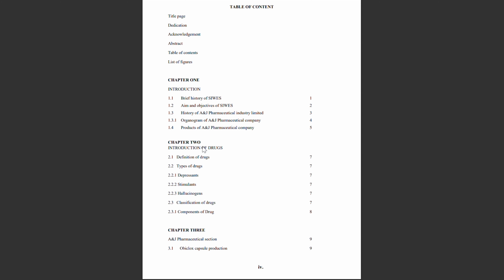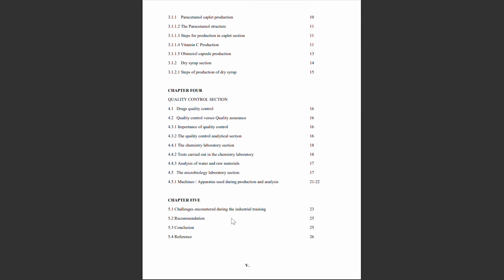So in chapter 2, majorly what we're looking at is introduction to drugs. Now, since A&J Pharmaceutical is a company that manufactures drugs, we must try as much as possible to make sure that we explain everything about drugs, about definition of drugs, types of drugs, depressants, stimulants, hallucinogens, and then we look at components of drugs.